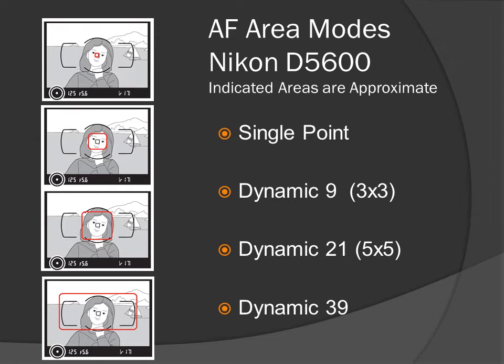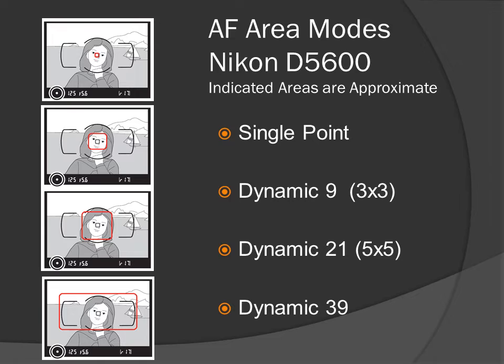Nikon D5600. They call it slightly different, and it works slightly different. Actually, it works a lot different. Top, single point, same thing as Canon, one focus point. You can select it. Second one, Nikon calls it Dynamic 9. It's a 3x3 matrix, similar to the Canon. But, here's the but.